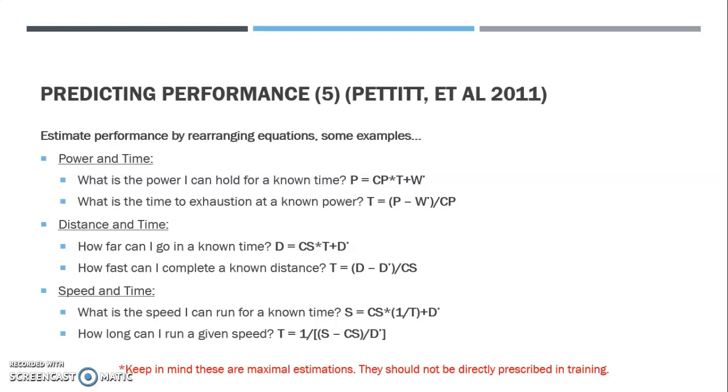Now keep in mind that these are all going to be maximal estimations. If the person did the test correctly, which should be to complete exhaustion, each trial or in the 3-minute all-out, the prediction you get is going to be a complete exhaustion prediction. Thus, you don't want to make that your target in training. However, that's going to be in part 3 of this series, where I talk about more athlete-specific, situational-specific stuff.